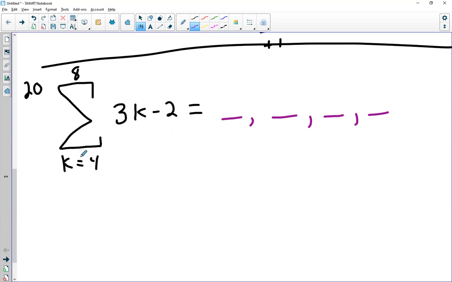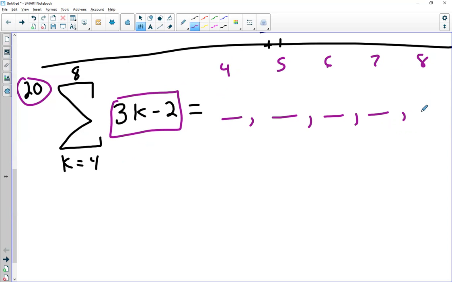All right. So this one, why is there a 20? Oh, that's question 20. 4 to 8, 3k minus 2. What does the symbol mean? This right here is the formula or pattern I'm going to do. And you start at 4. I start at 4, so I'm going to plug in a 4. Then I'm going to count up to 8. So 5, 6, 7, and I need 8. How do you know that? Because this number on the bottom is 4, so I start at 4, and this number on top is 8, so I stop at 8.